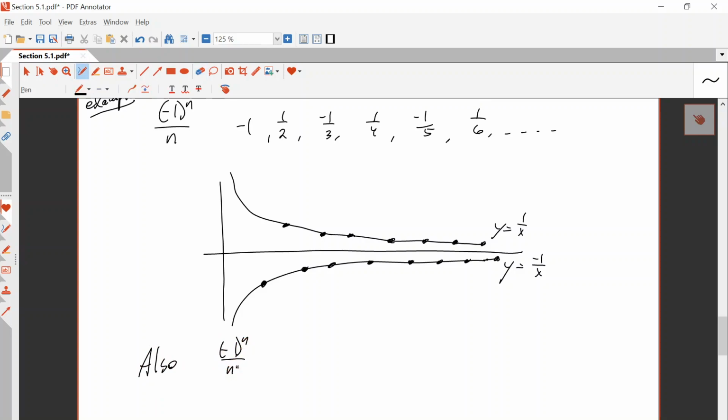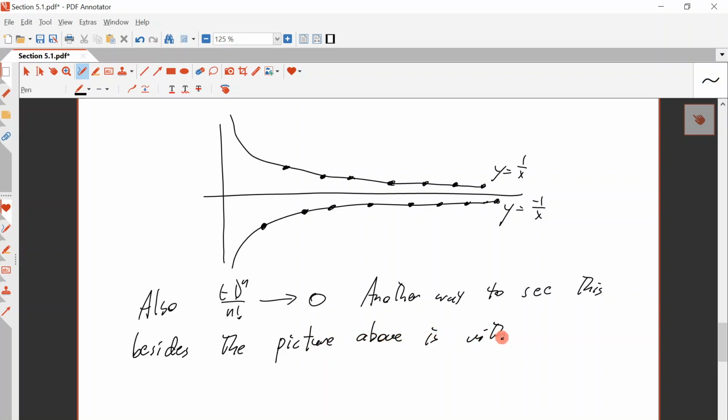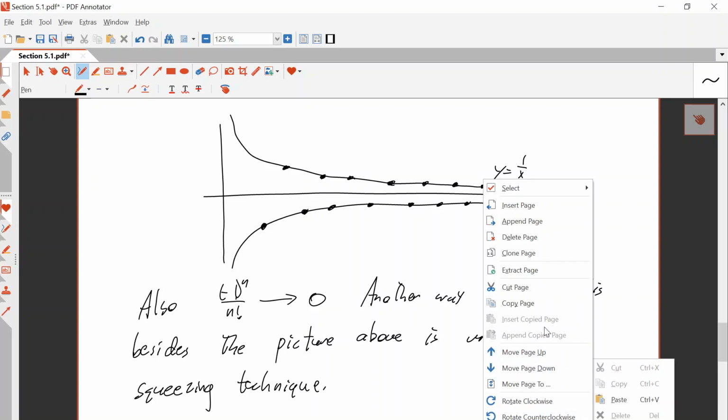Okay, this also, minus 1 to the n over n factorial, converges to 0. Another way to see this, besides the picture above, is with the squeezing technique. So let me show you what I mean about that.